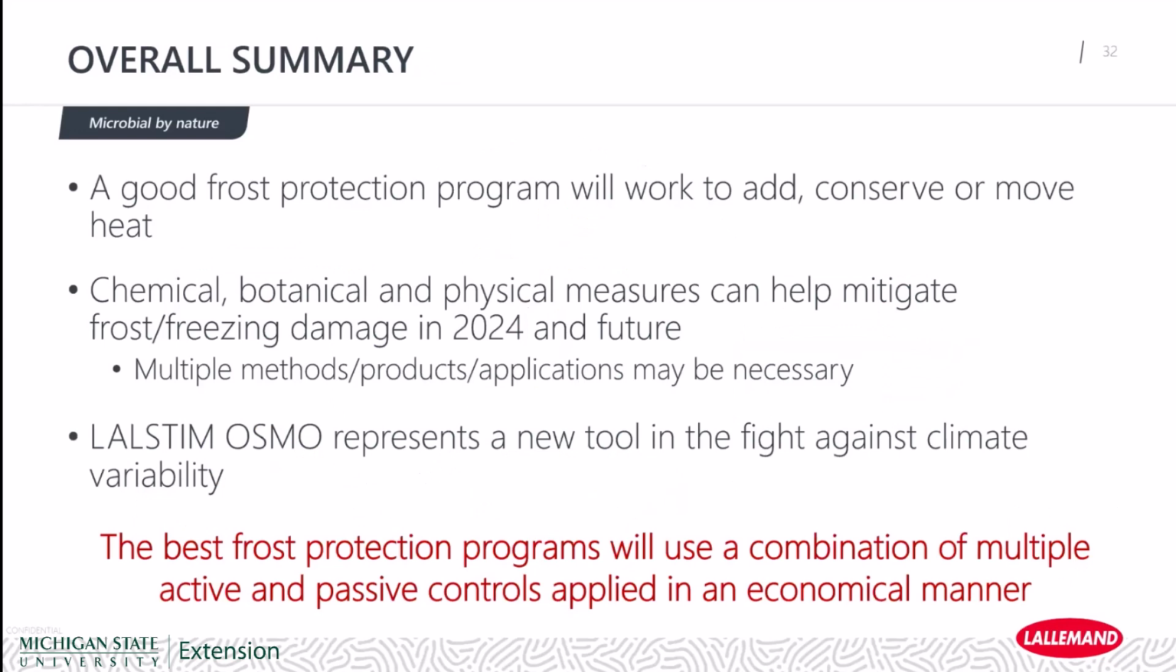And just to kind of wrap it up, once again, I want to thank everyone for your time. But the last words I want to leave you with are that a good frost protection program is not a one-size-fits-all solution. This has to be tailored to your individual growing conditions, and it will either work to add, conserve, or move heat. You can use chemical, physical, or botanical measures to help mitigate your frost damage for 2024 in the future. But multiple methods, products, applications, cover crops, lots of different protection strategies might be necessary.